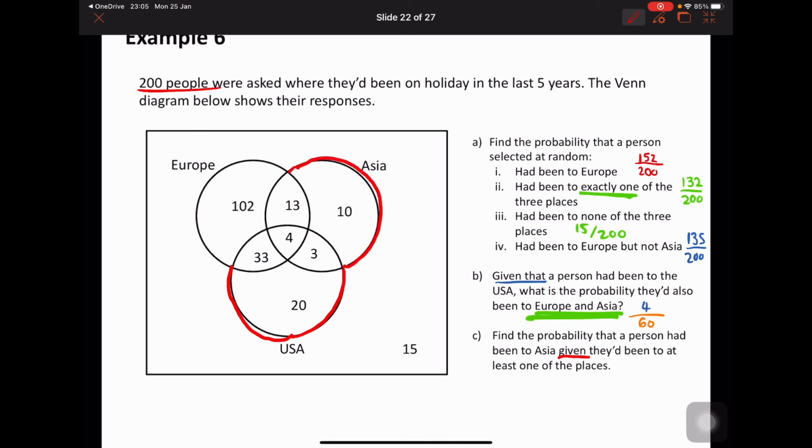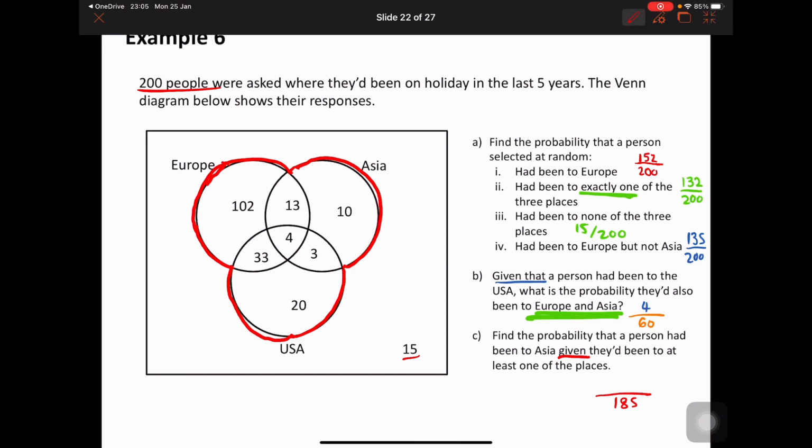At least one of the places. It doesn't say exactly one of the places, but at least one of the places is represented by this region consisting of these 3 circles. And so it will be easy to just do 200 take away 15, which is 185.